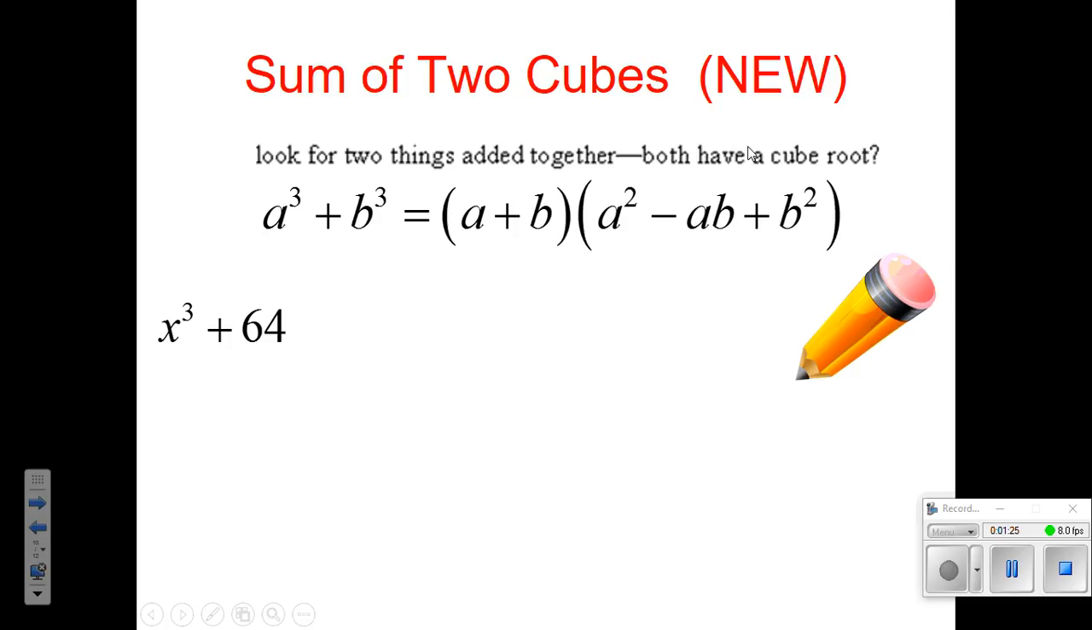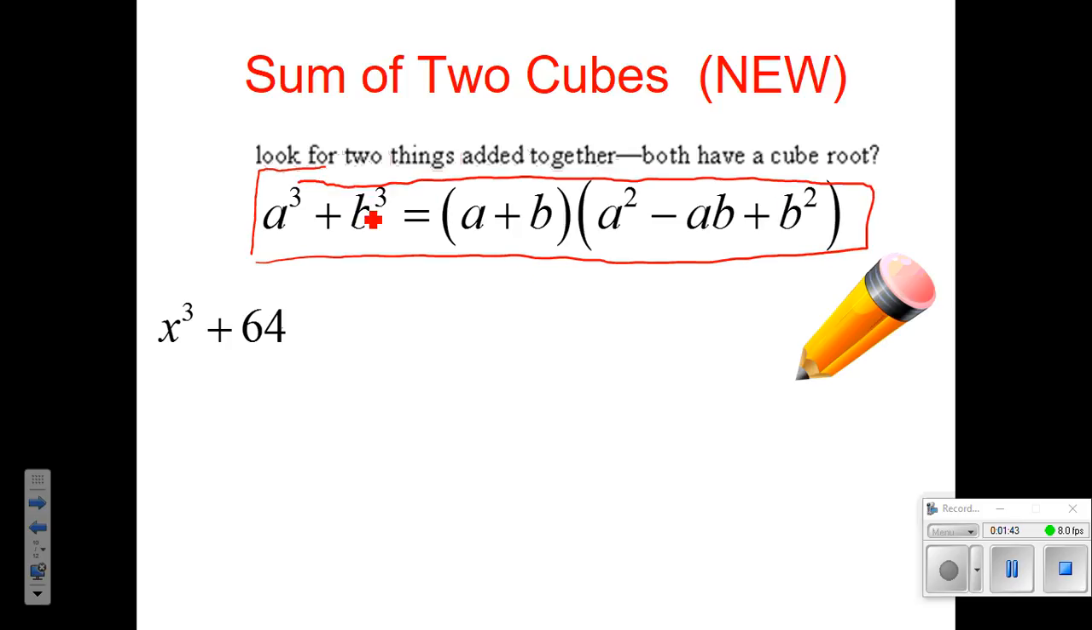So this is the sum of two cubes. We're looking for two things added together, but they both have to be a cube. We have to be able to take the cube root of them. So if I am going to factor x cubed plus 64, this is the pattern I am going to use. It's really important that I'm able to find A and B. Once I find A and B, the rest is easy because I plug it into the pattern.